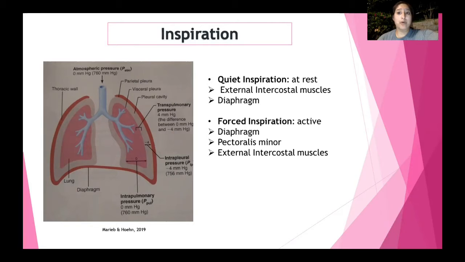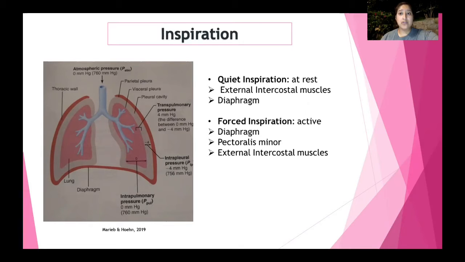So remember Boyle's law? It stated that pressure and volume are inversely related. Well, since the volume of the thoracic cavity increased, the intrapleural and intrapulmonary pressures will decrease. This decrease in intrapulmonary pressure in the lungs disturbs the equilibrium that it had with the atmospheric pressure. Now, the intrapulmonary pressure is lower than the atmospheric pressure.